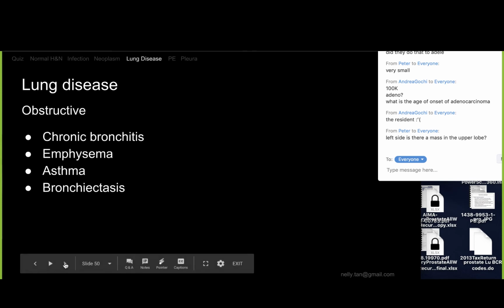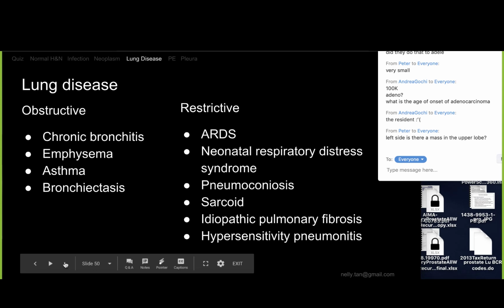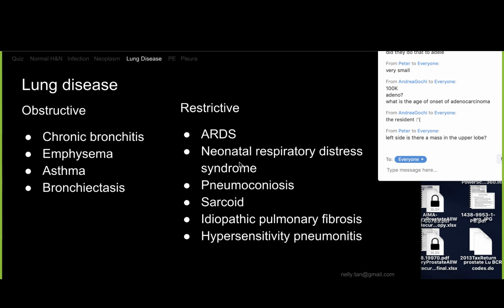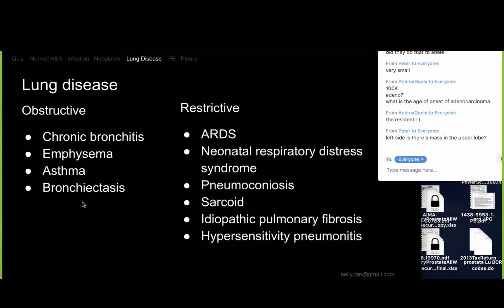So there are two types, obstructive and restrictive. Obstructive are like bronchitis, emphysema, asthma, in contrast to restrictive, where the actual lung is kind of stuck. Obstructive, like in bronchitis, the airways stiffen. Emphysema, you get the alveolar destruction. Asthma, you get inflammatory airways disease, so patients have wheezing and stuff. Bronchiectasis is dilatation.